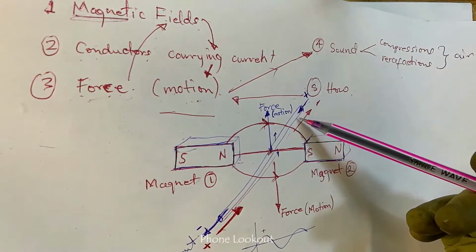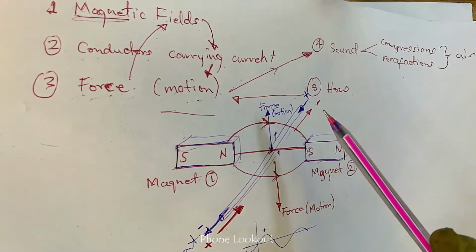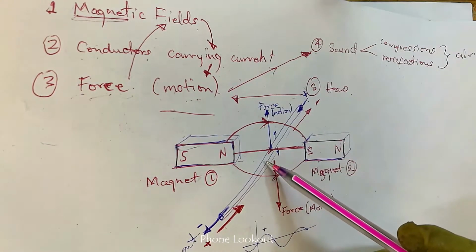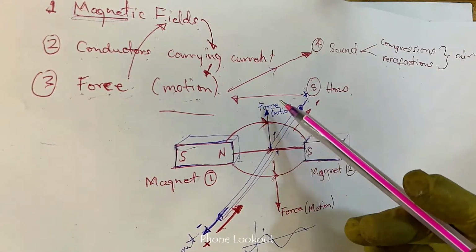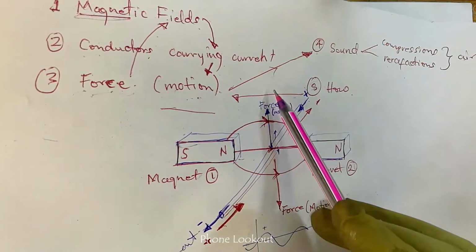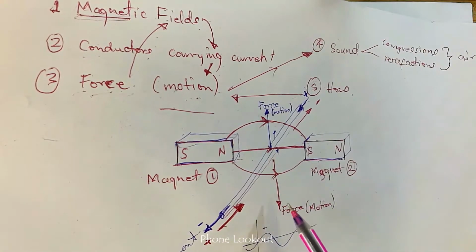When you drive a current through this conductor, it experiences a force governed by Fleming's left-hand rule. That force will cause the conductor to move if the force is strong enough, and that force's direction depends on the direction of the current. So if we reverse it, the force will be downwards.